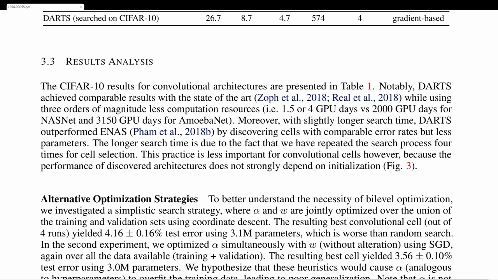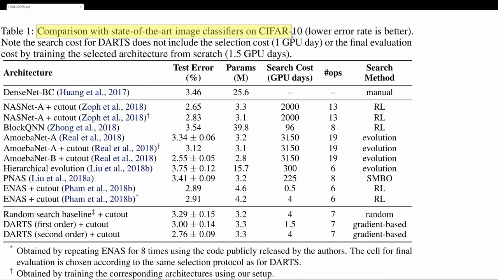Results analysis. The CIFAR 10 results for convolutional architectures are presented in Table 1. Comparisons with the state-of-the-art image classifiers on CIFAR 10, lower error rate is better. Note the search costs for DARTS do not include the selection cost, one GPU day, or the final evaluation cost by training the selected architecture from scratch, 1.5 GPU days. So the test error is close to BeamNet and ENAS, except the search days on GPU is dramatically lower.